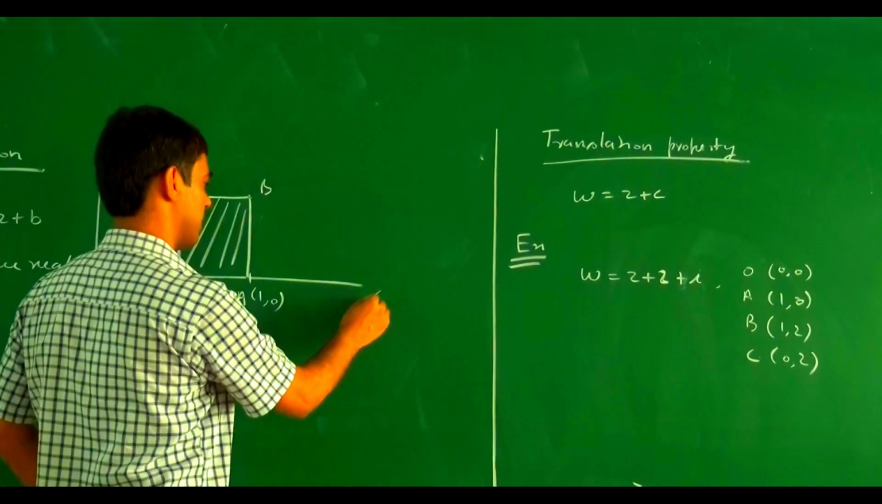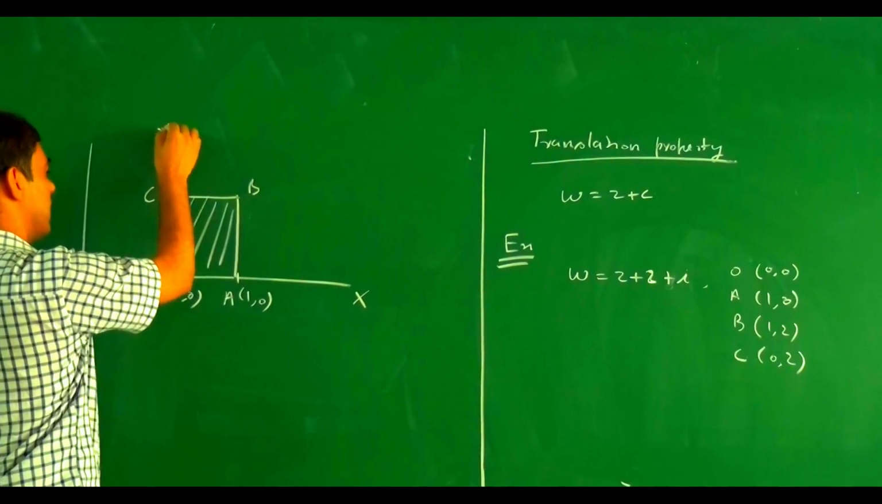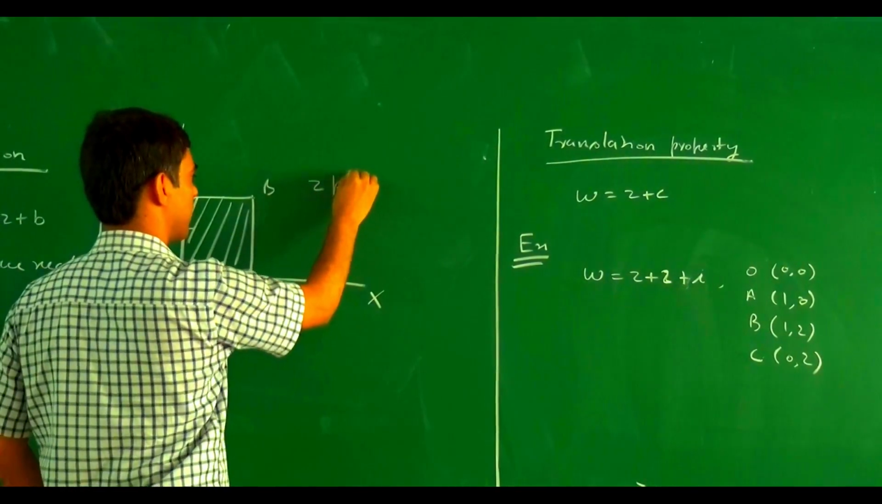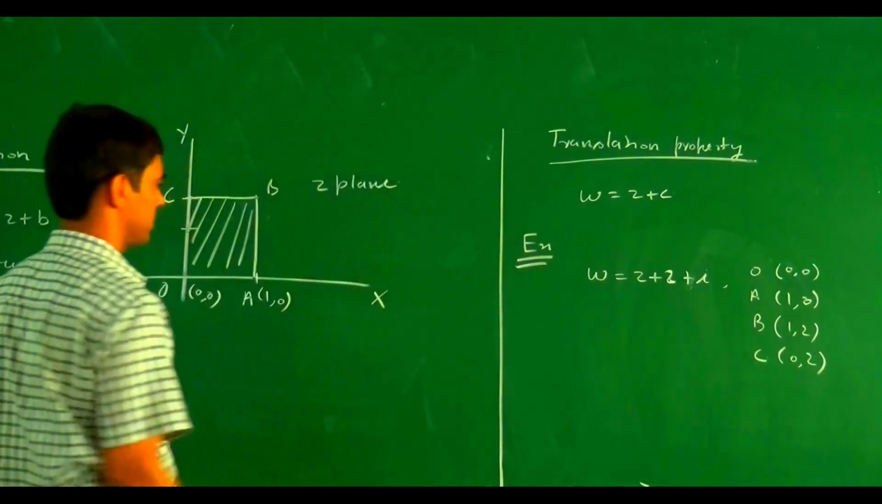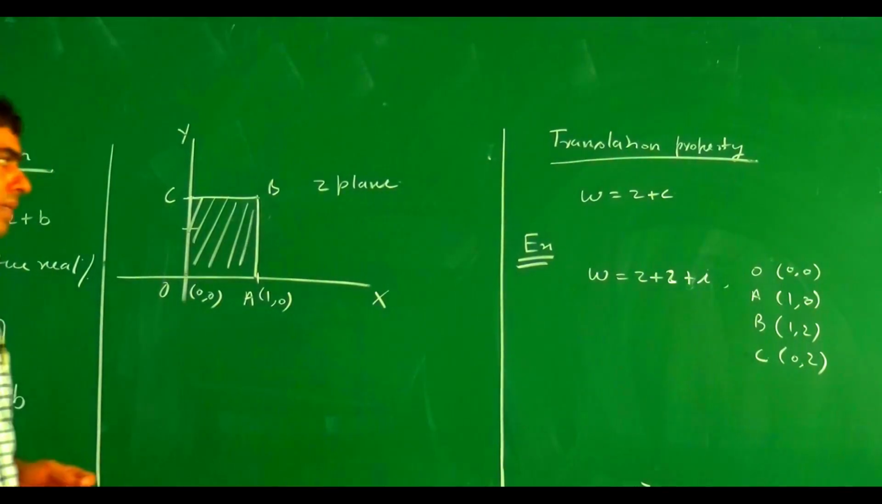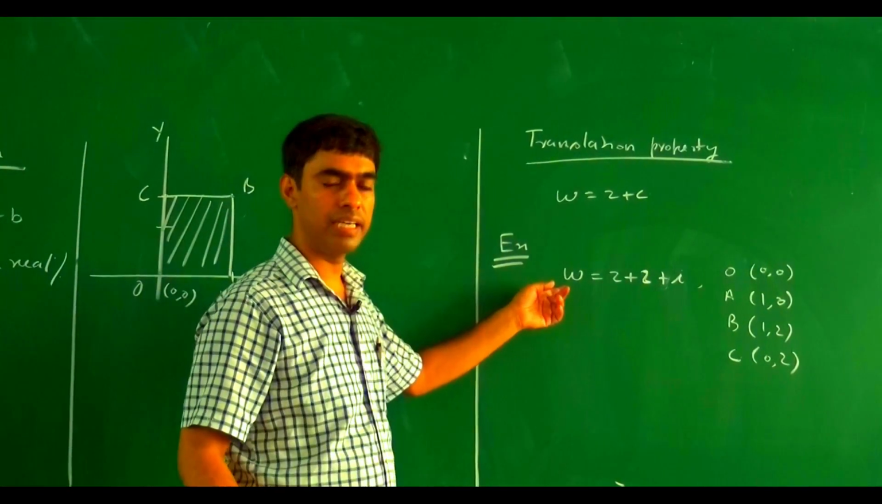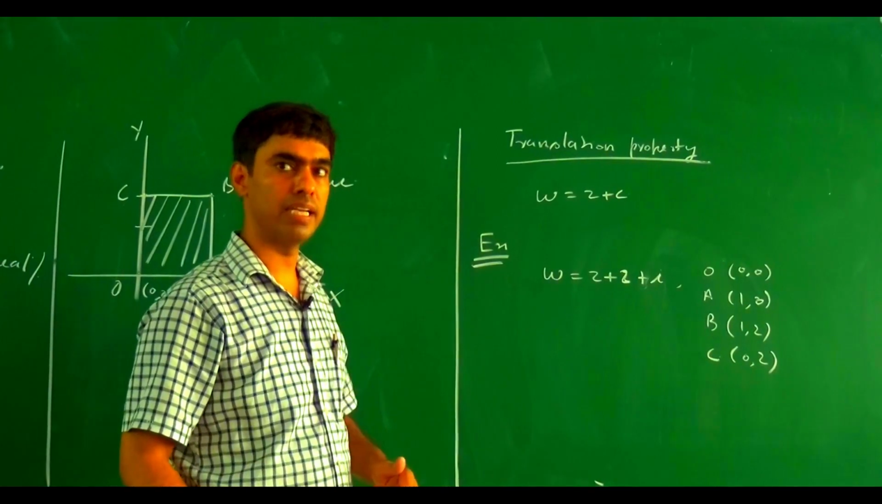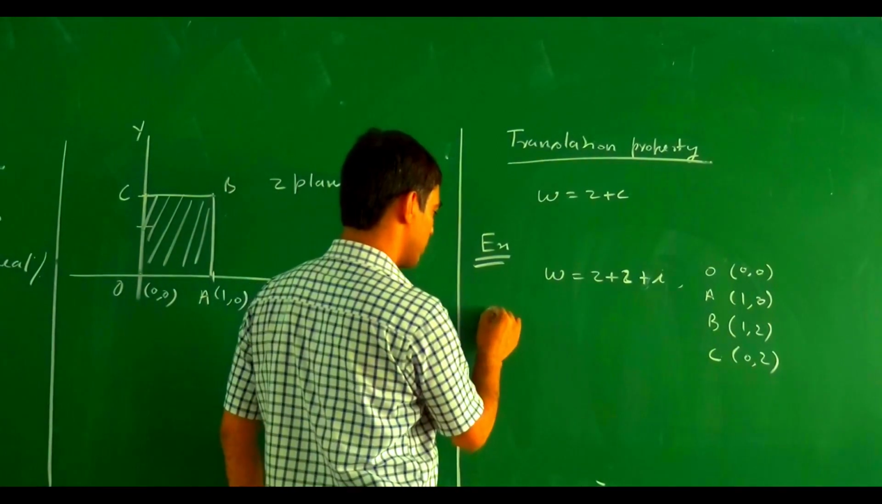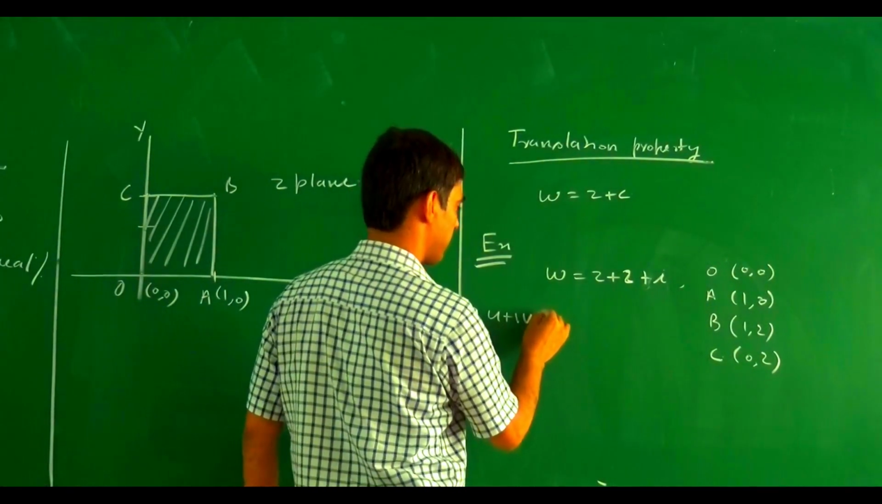This one is the XY plane. This one is the Z plane. Now what will happen under this mapping? We write W as U plus iV, real and imaginary part. W equals U plus iV.